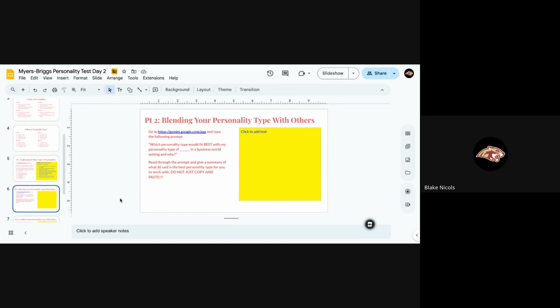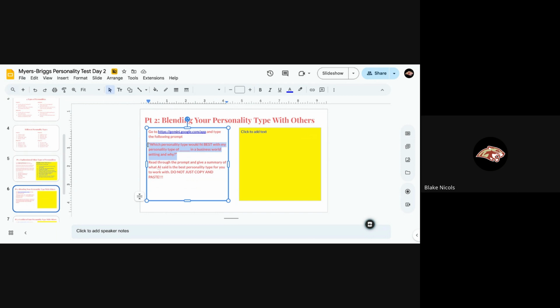So what you're going to do is you're going to go to Google Gemini, or if you're able to use ChatGPT on your own internet at home, and you're going to type in this prompt right here. Which personality type would fit best with my personality type of, and then you type your 4 letters in, a business world setting and why, right? So then you're going to explain that right there.